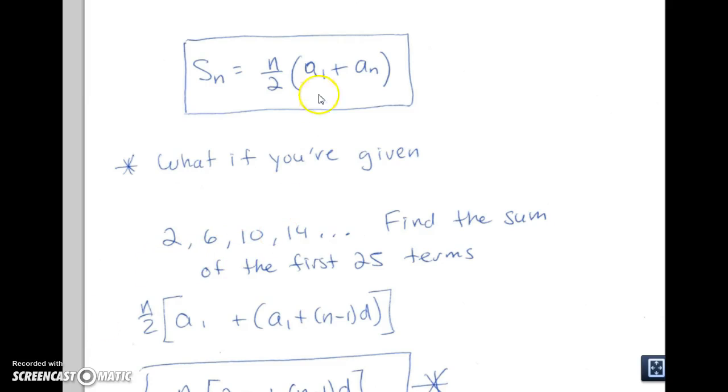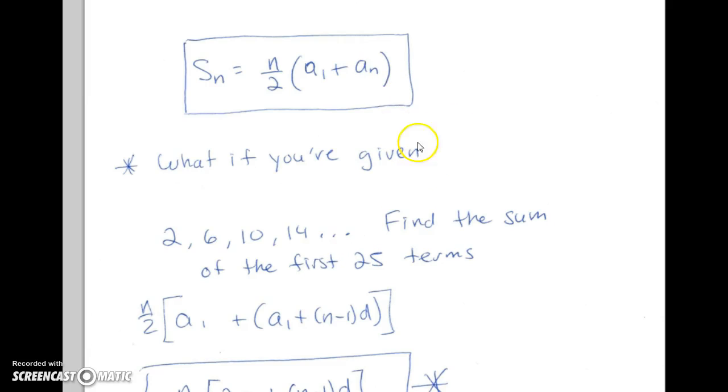All right. Here's our formula again. S sub n equals n over 2 times a sub 1 plus a sub n. But what if you're given something like this? 2, 6, 10, 14, and we're not given the nth term, but it says find the sum of the first 25 terms. So here we know what n is, we just don't know what a sub n is.